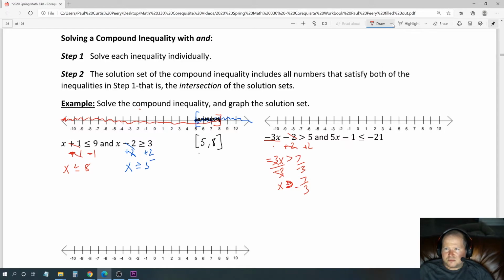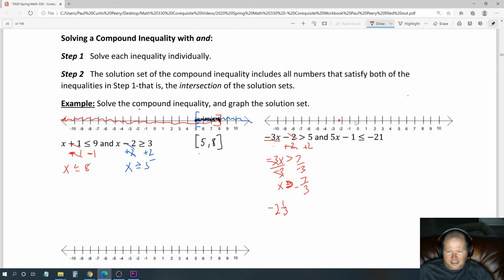Let's try the other one. Well, let's finish graphing first. So we have negative 7/3, which is the same as negative 2 1/3. So negative 2 1/3 will be right about there. This says that x is greater than.